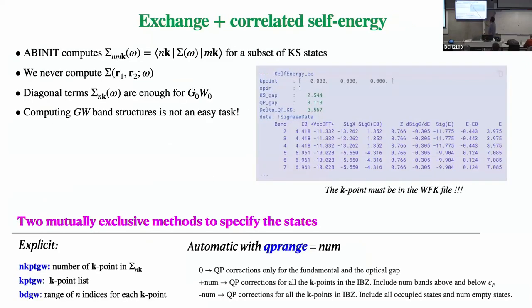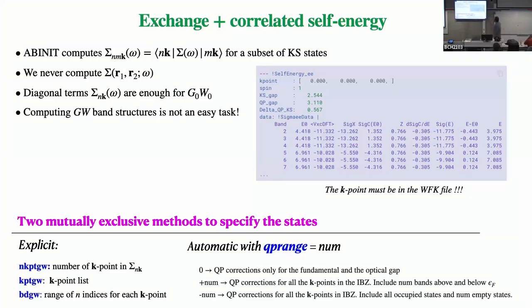Now, another important point that I would like to mention is that we never compute the self-energy in real space or as a function of G, G prime. We compute the matrix elements of the self-energy in the Kohn-Sham basis set. And if we are interested in one-shot, we can solve the linearized quasi-particle equation. We don't need all the off-diagonal terms. We can just focus on the diagonal parts and only on the states around the gap.